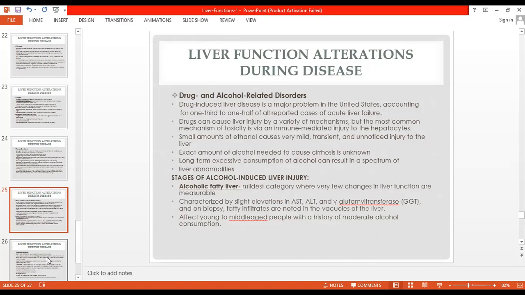An alcoholic fatty liver represents the mildest category, where very few changes in liver function are measurable. This stage is characterized by slight elevation in AST, ALT, and gamma-glutamyltransferase, or the GGT. On biopsy, fatty infiltrates are noted in the vacuoles of the liver. This stage tends to affect young to middle-aged people with a history of moderate alcohol consumption. A complete recovery within 1 month is seen when the drug is removed.